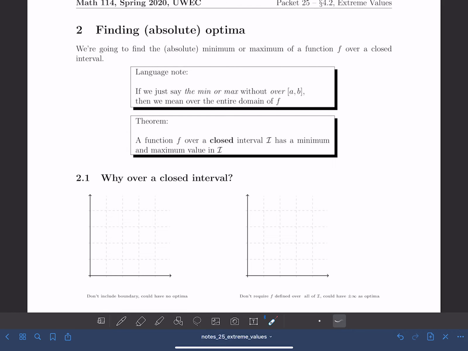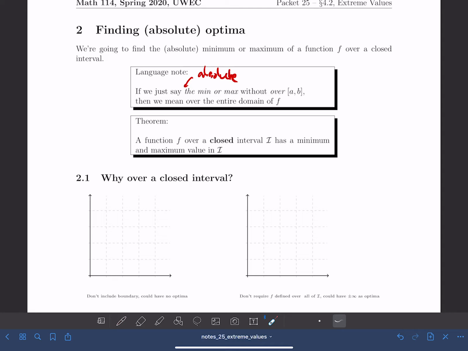So we're going to find the absolute mins and maxes of a function over a closed interval. And I'd like to stress again that language note: if we just say the min or max of f without saying the interval I'm over, then I just mean the min or max over the entire domain of f. And I really mean the absolute. So if I don't say absolute or local, if I don't disambiguate those things, then I mean absolute.